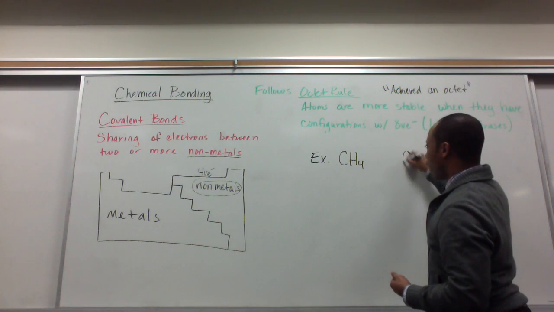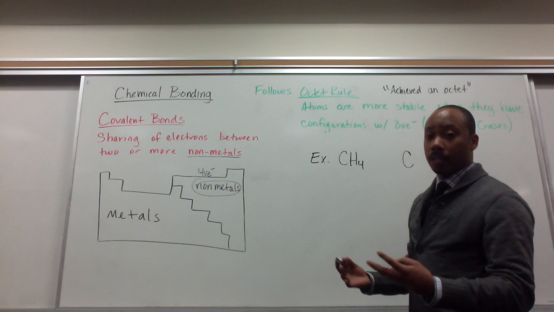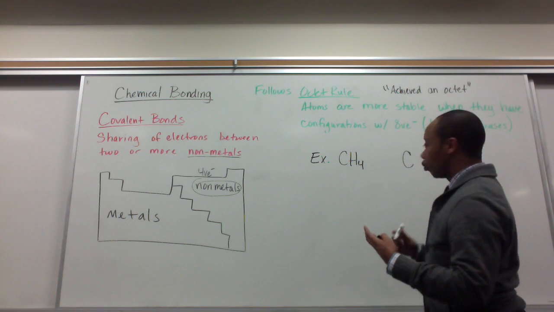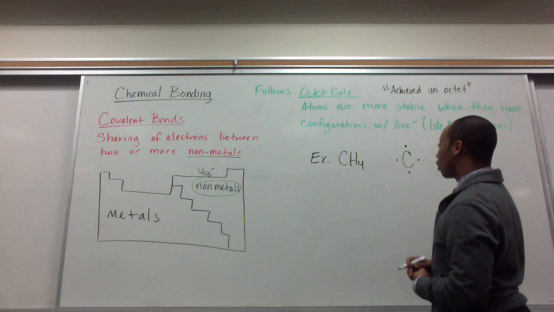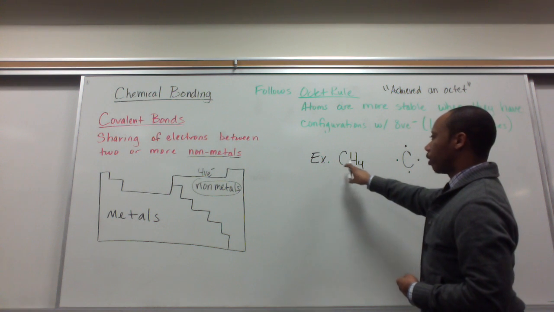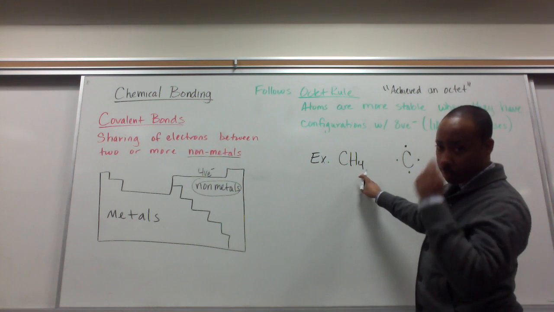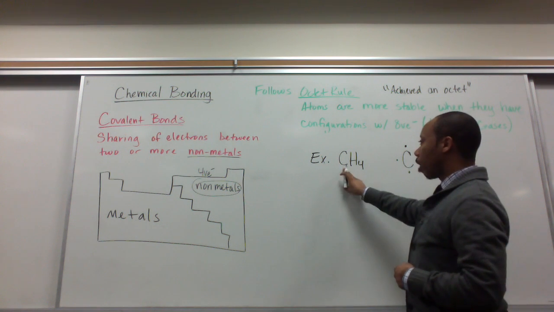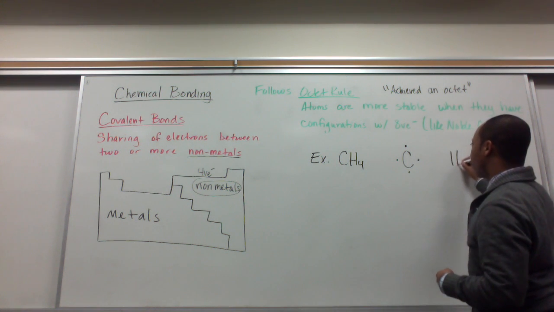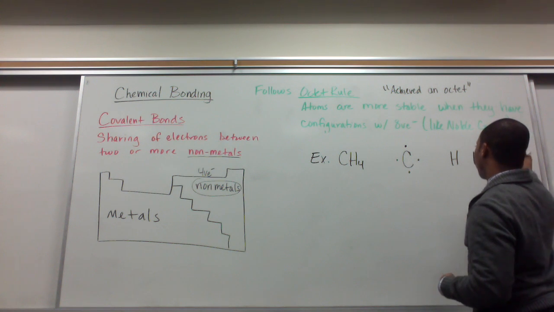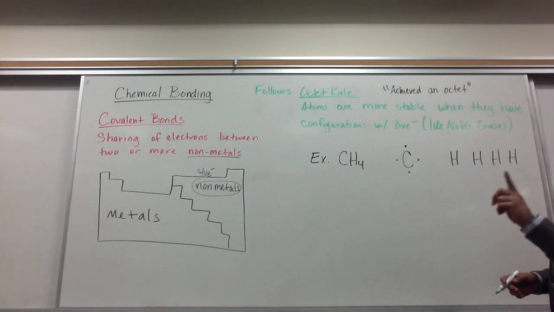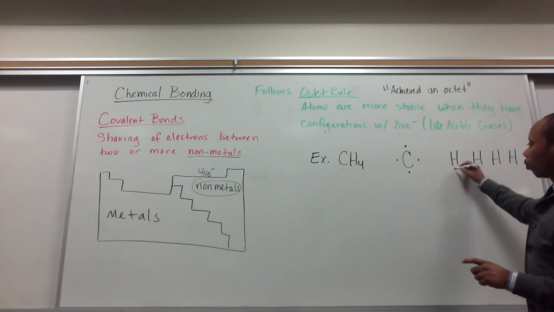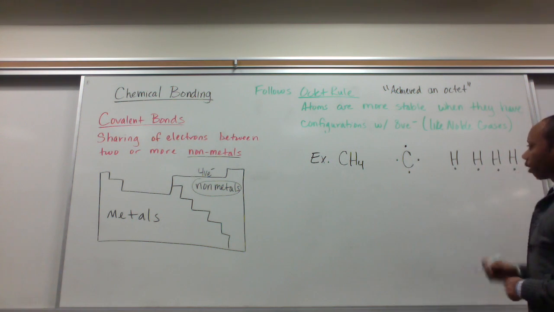So the first thing we do, just like ionic bonding, is determine how many valence electrons it has. We represent it through an electron dot structure, or electron dot diagram. So carbon has 4 valence electrons, and this is hydrogen here, so it's CH4. This is my chemical formula for methane. So I have 1 carbon and 4 hydrogens, 1, 2, 3, 4. Now, all of my hydrogens, as we know, are in group 1A, and they have 1 valence electron.